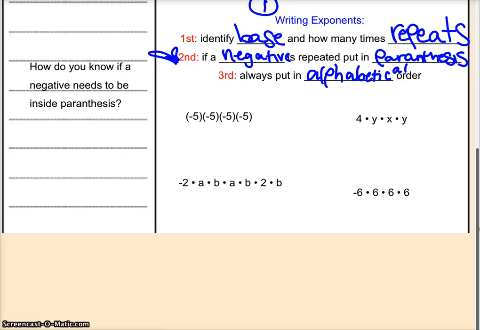So, writing this first one, notice that my negative is traveling along with the 5. So they like live together in the same home. Wherever the 5 goes, the negative is with it. So it's -5 times -5 times -5 times -5. So my base is -5 in parentheses, very important, to the 4th power. You have to show that they're together. They are one whole unit.